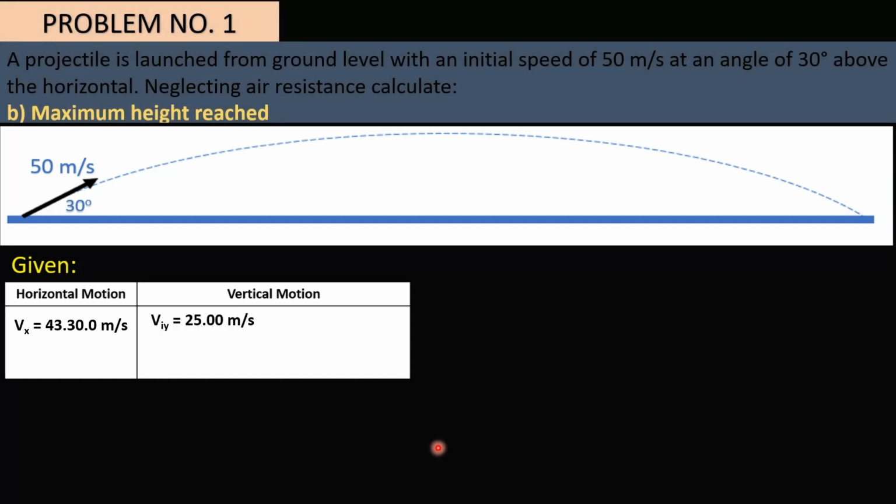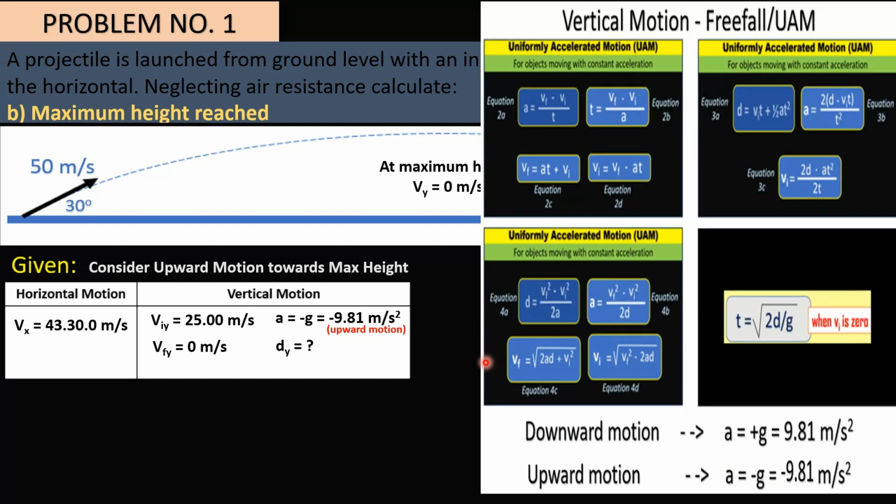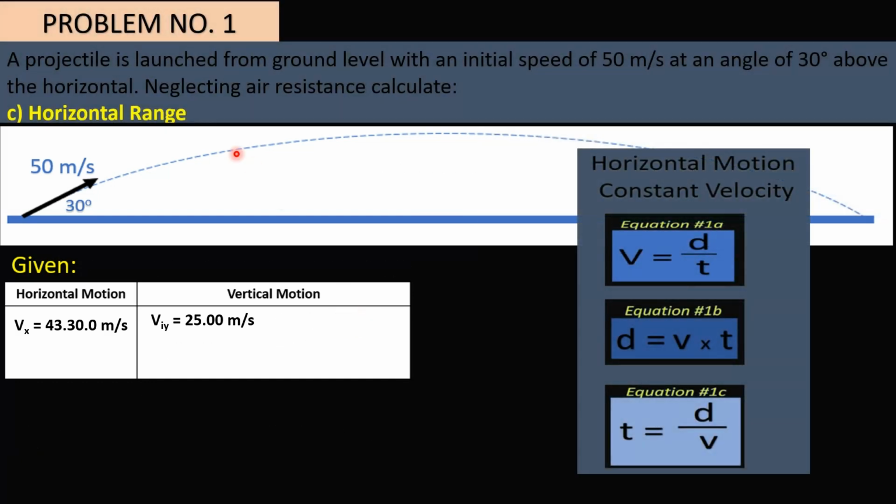For the maximum height, we will still consider the upward motion with the 0 final vertical velocity and with acceleration equal to negative 9.81 meters per second squared. For the range, we will use the horizontal motion quantities because the range is the horizontal distance of the projectile.